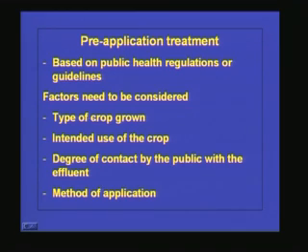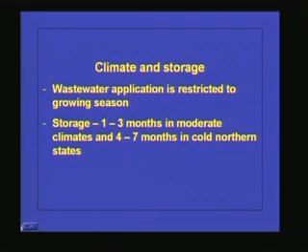So if you are going for a food crop, naturally we have to be very, very careful, because the bacteriological agents present in the wastewater can affect the crop quality, and that invariably affects the health of the public. And the degree of contact by the public with the effluent: if the plant needs continuous attention, people will be going into the land, and that will also cause diseases. The other one is the method of application. And again the climate and storage are also important.